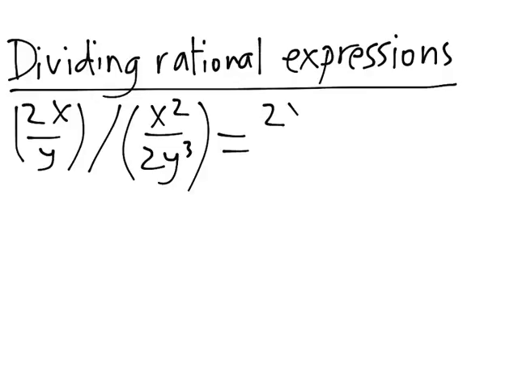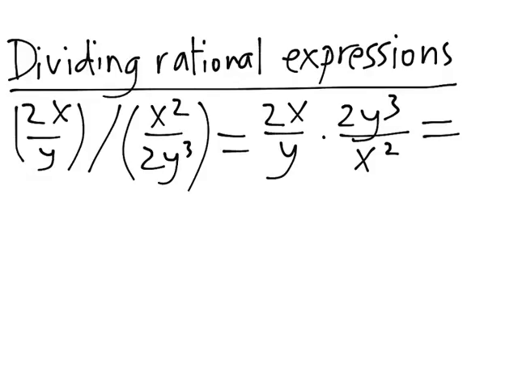So this is just equal to 2x over y times 2y³ divided by x². And now all we need to do is multiply. So in the numerator we'll have 2 times 2 gives us 4. We'll have an x and we'll have y³. In the denominator we'll just have x² and y.